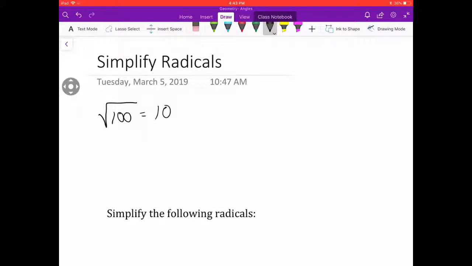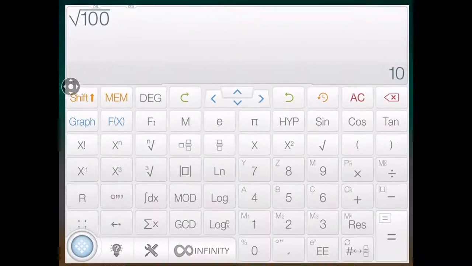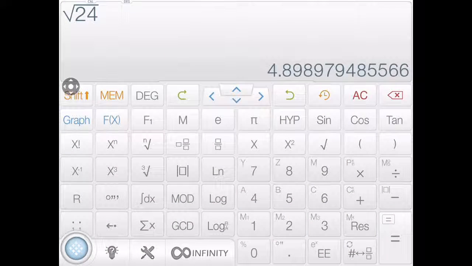Now that's not always going to be the case. We're going to come up with some numbers that are not going to go in evenly or be perfect squares. So I'm going to show you how we like to simplify those to write them a little bit simpler. All right, the first example is going to be square root of 24. Now we know that the square root of 24 is not a perfect square. We can go in here to the calculator and try square root of 24, and what happens is it comes out as this really long decimal.